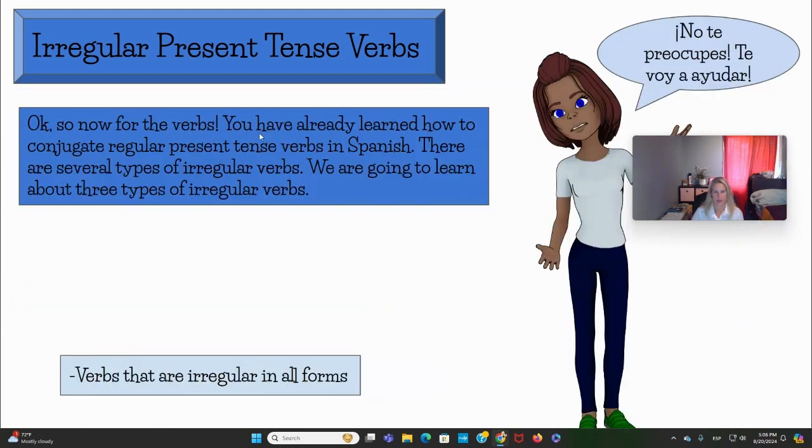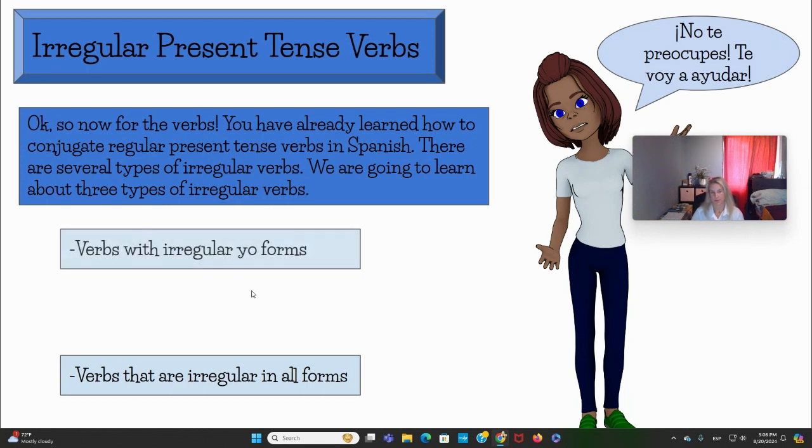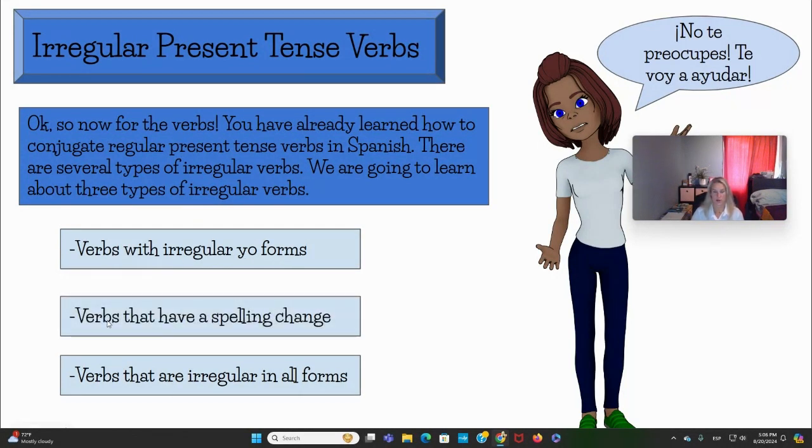All right, so here we go. You've already learned how to conjugate regular present tense verbs and some boot verbs as well. There are several types of irregular verbs. So we're going to learn about 3 types of irregular verbs, or just review them. There are irregular verbs that are only irregular in the yo form. There are also irregular verbs that have spelling changes, and there are irregulars that are just irregular everywhere, and you just have to memorize them and learn the patterns.